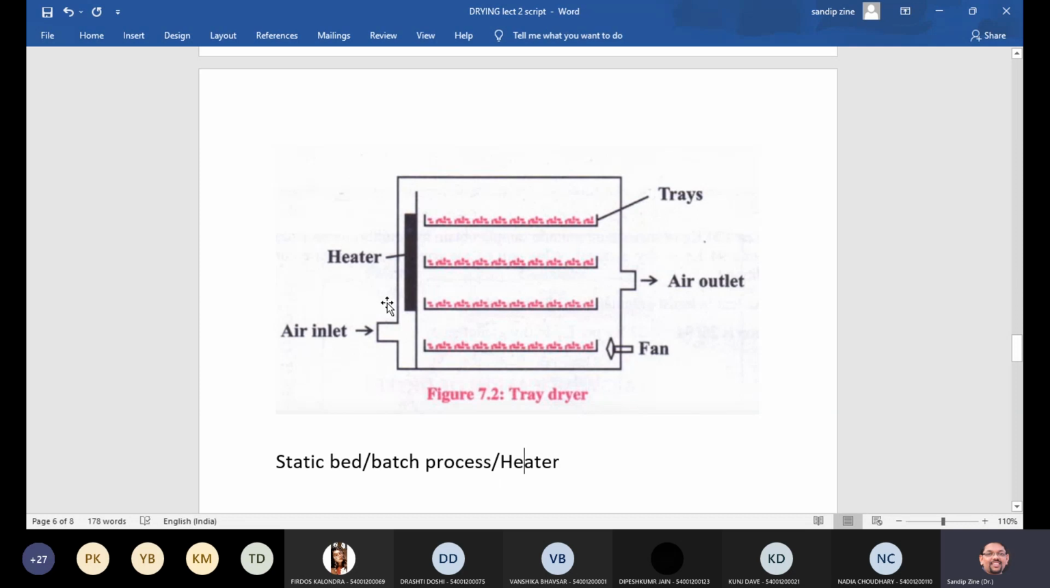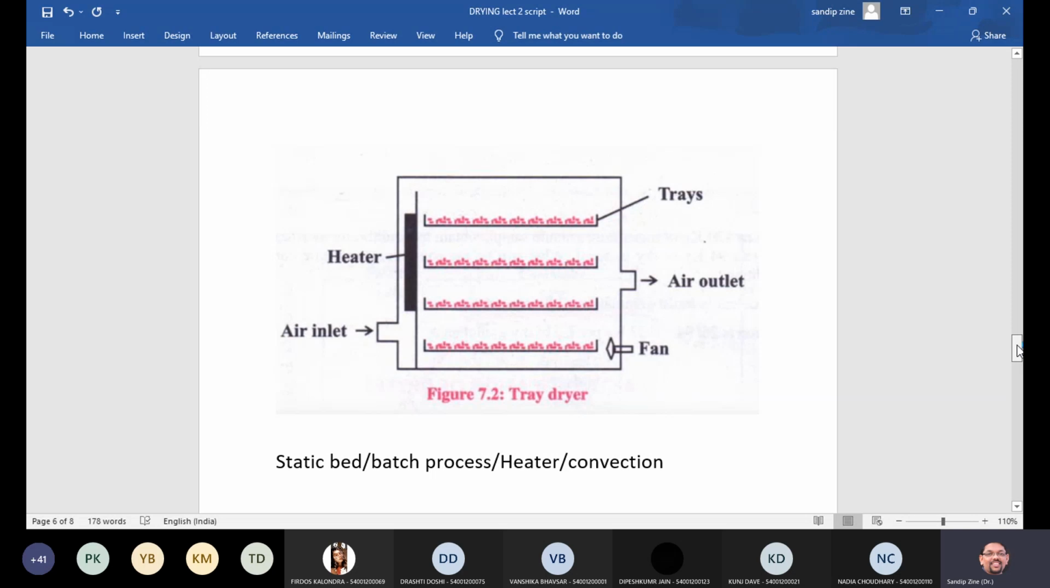And the role of the heater: the heat is going to transfer, that is hot air over the surface of the wet solid, whatever we have spread over the trays, and due to forced convection, moisture is removed. So obviously we can write one more terminology here, convection. This is one method of heat transfer, isn't it? So this is about the overall principle.